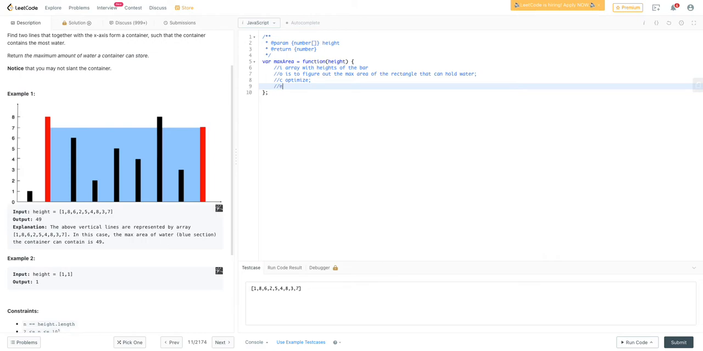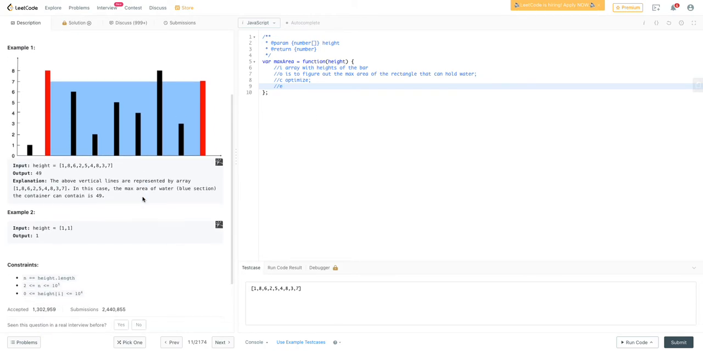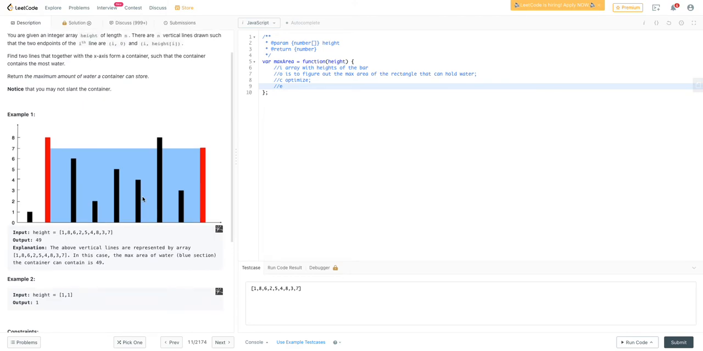So our edge case could be, I guess we could have a case where the array length could be 1 or 0, but in this case they're asking how much water it can hold, so it doesn't make sense to have no array or only one element. So I'm just going to leave the edge case empty for now.